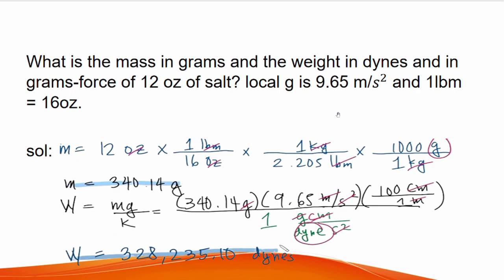Good day everyone. So let's solve some problems in the basic concepts of thermodynamics. So this is the problem.